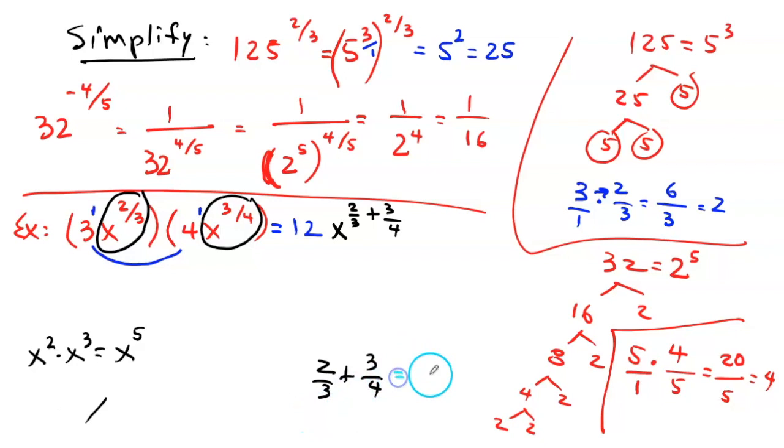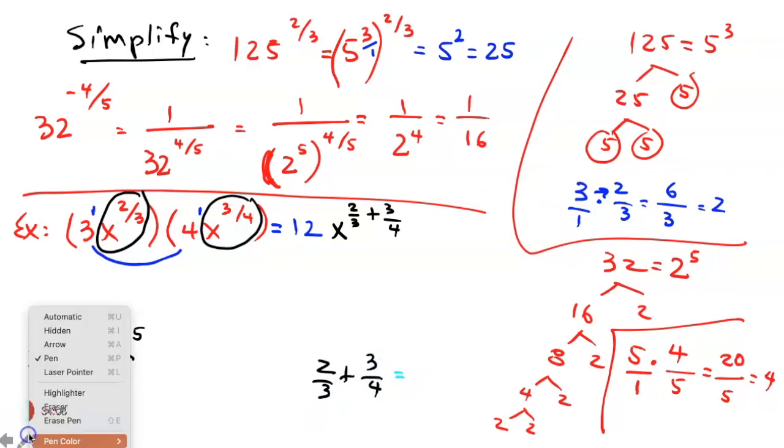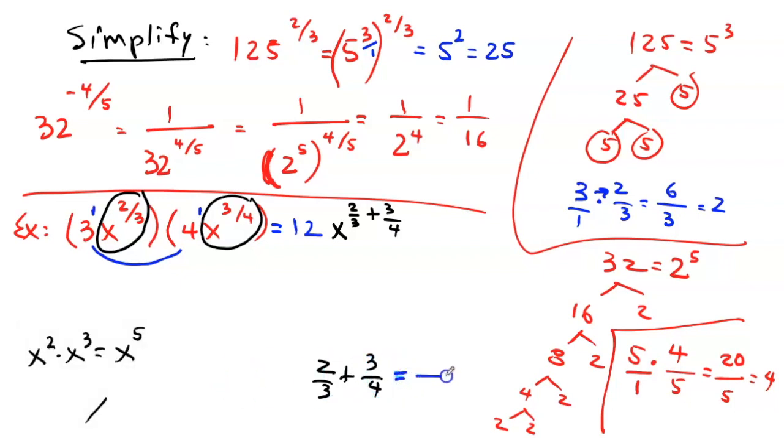So the fractions that I want, oh, this is too late. Let's get blue. My denominators that I'm looking for are 12. 3 times 4 is 12. So that will be my least common denominator. Now, how can I turn this 3 into a 12? By what number do I need to multiply? Yeah, by 4. 3 times 4 is 12. If I multiply the bottom, I multiply the top. So 4 times 2 is 8. 4 times 3 is 12. So 2/3 is the same as 8 over 12.